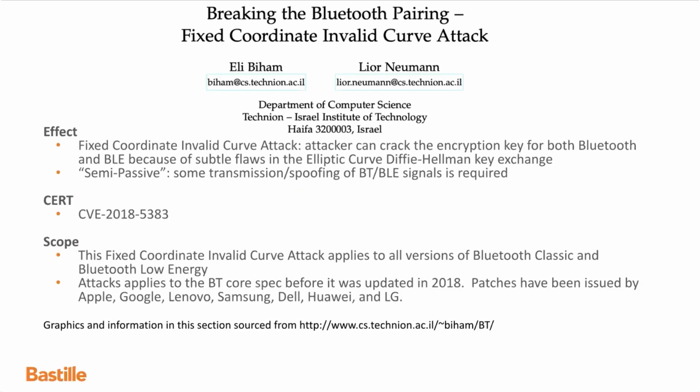Fixed coordinate invalid curve attack. This one is a lot more mathy than the other attacks. The idea is that Bluetooth uses elliptic curve Diffie-Hellman key exchange to exchange this long-term key. And if you dig into the specifics of that, there are certain mechanisms that Bluetooth uses that aren't secure. And so this is a standard compliant attack. It's an actual problem with the Bluetooth standard, not with implementations.